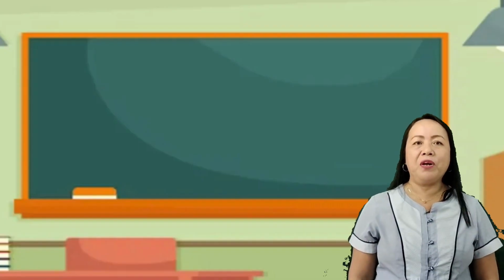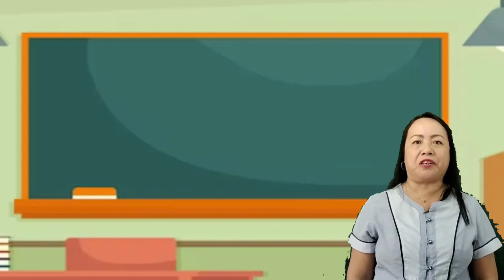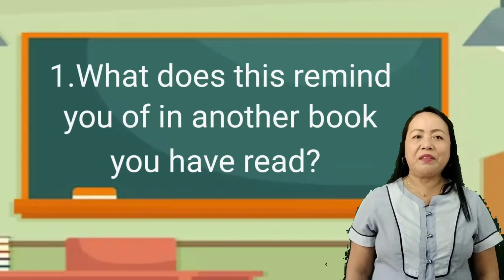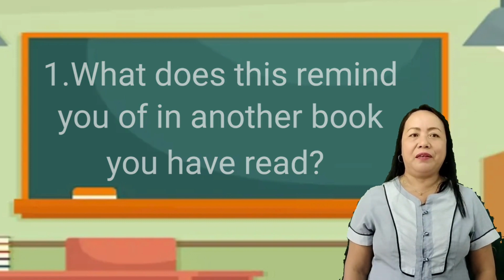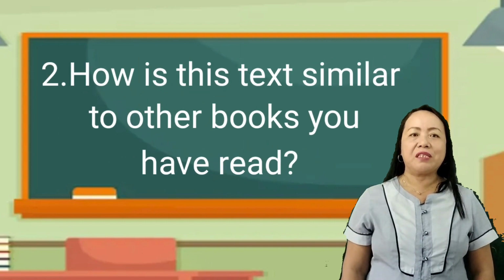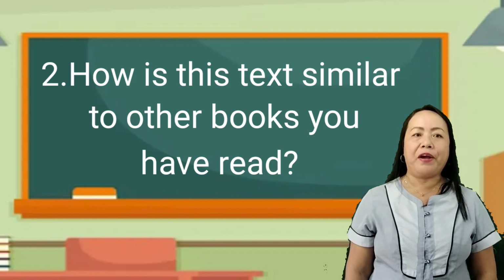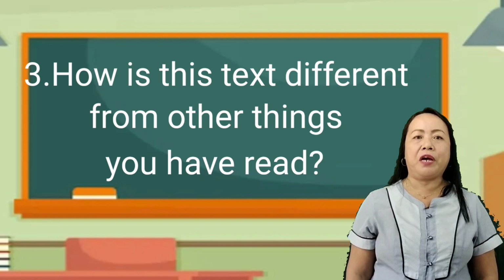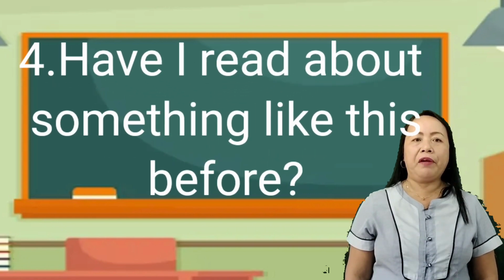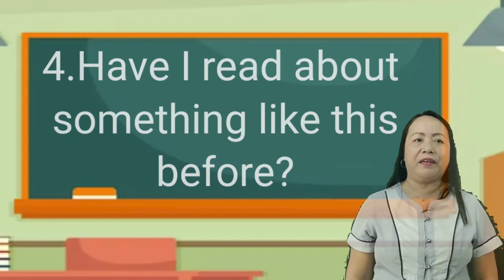Here are examples of creating text-to-text connections. First, what does this remind you of in another book you have read? Second, how is this text similar to other books you have read? Third, how is this text different from other things you have read? Fourth, have I read about something like this before?